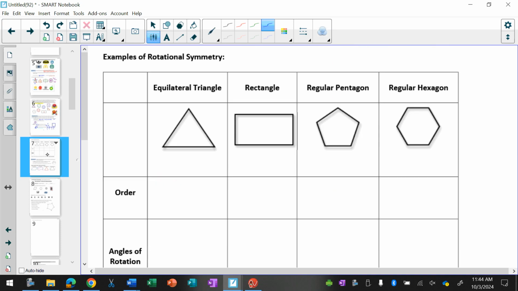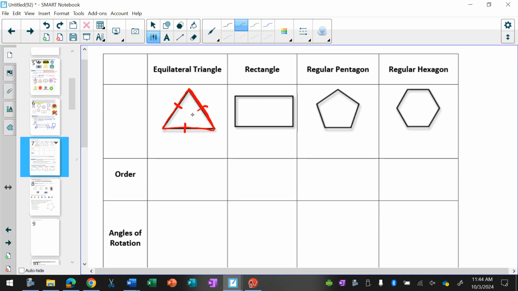So let's take a look at some of our regular polygons. An equilateral triangle means all 3 sides are the same length. If I were to rotate that, I would have a different angle for each time it maps back onto itself. The equilateral triangle will map onto itself 3 times, so the order is 3.